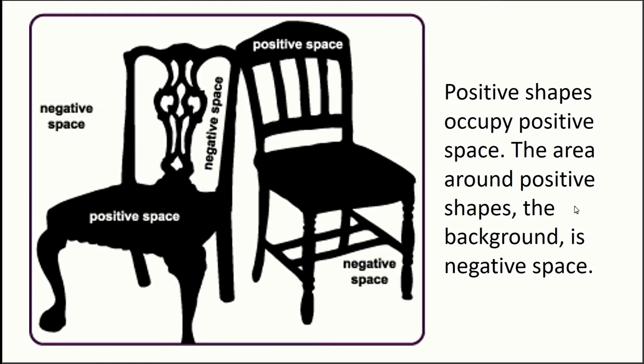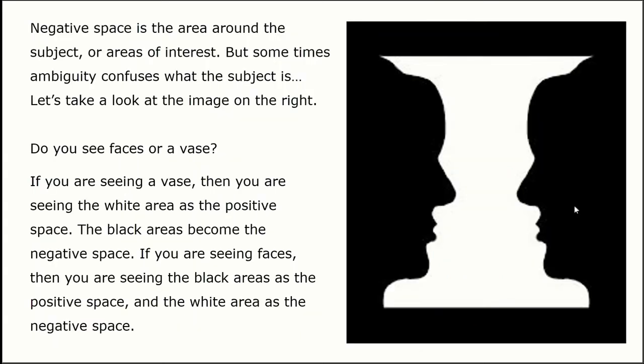Simply put, positive shapes occupy positive space. The area around positive shapes, the background, is the negative space. Negative space is the area around the subject or the areas of interest, but sometimes ambiguity confuses what the subject actually is. So let's take a look at the image on the right. And what you want to ask yourself is, when you first looked at this image, was it the white vase that you saw or the two faces?